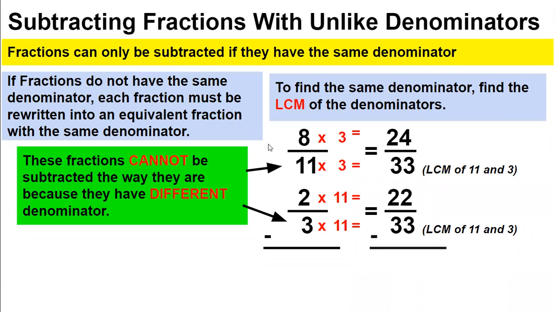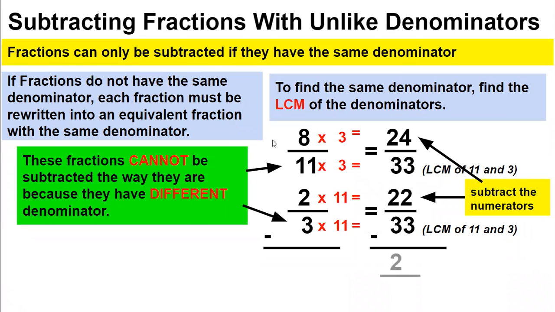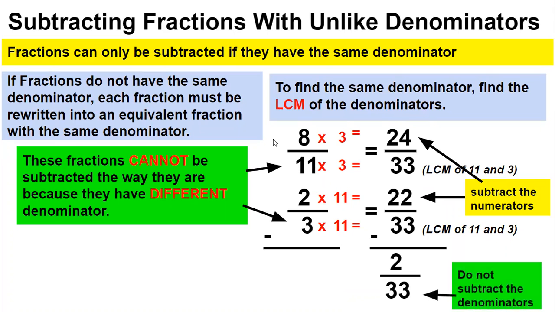Now I'm ready to subtract. So 24 minus 22. Remember, we never subtract the bottom numbers. We only subtract the numerators. So 24 minus 22 is just 2. What is our bottom number going to be? It's going to stay 33, correct? So 2/33, and there is our answer. Okay, we'll try another one.